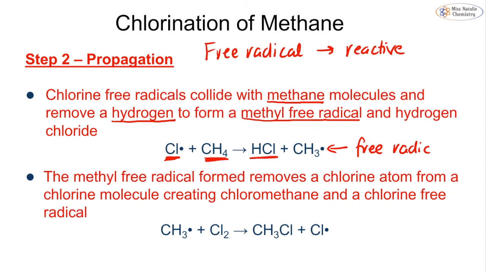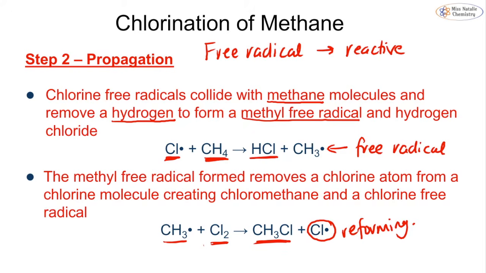free radical. Now again, this free radical does not want to exist like that, and that will then react further with more chlorine, and it will steal one of the chlorine atoms from this chlorine molecule to make chloromethane, and we reform the chlorine free radical. So we are reforming here.